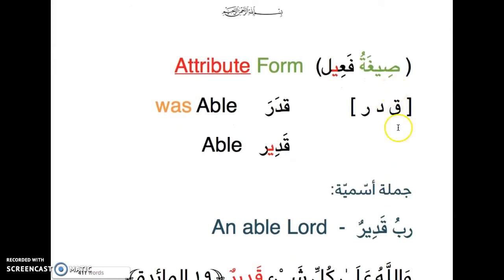And this is our root, qa, da, ra. And in the past form, qadara means he was able. And when you want to make it an attribute for someone, you say qadir. And you can see we're still dealing with the same form, fa'il, our template. When we replace the three-letter root in fa'ala, it becomes qadir, meaning he's able. And when we put it in a sentence, Rabbun qadir, an able Lord.